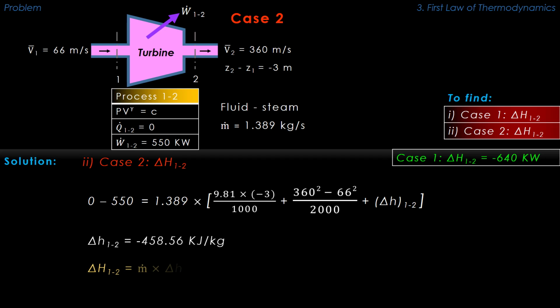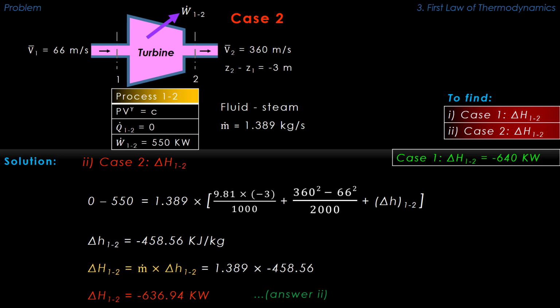And the total change in enthalpy in process 1-2, in case 2 is equal to 1.389 into minus 458.56. So we get the answer as minus 636.94 kilowatt. And this is our second answer.